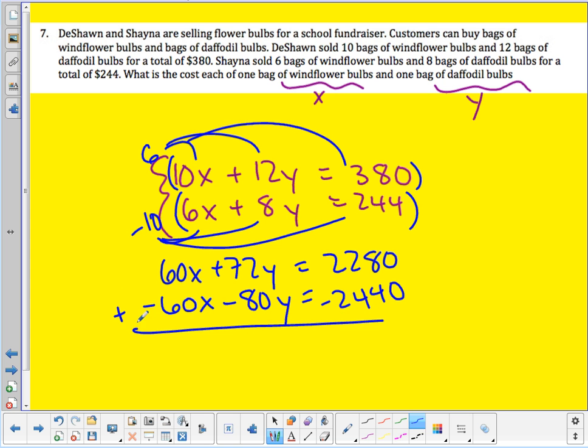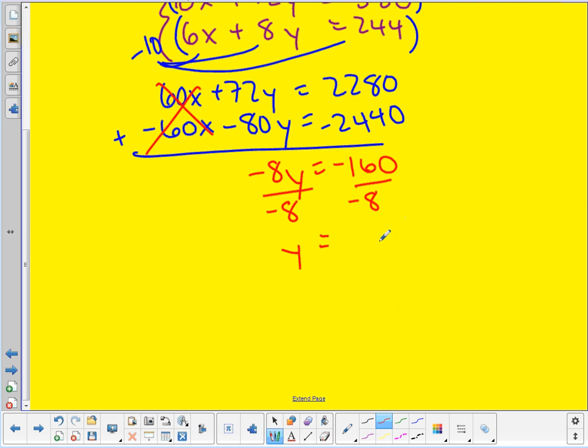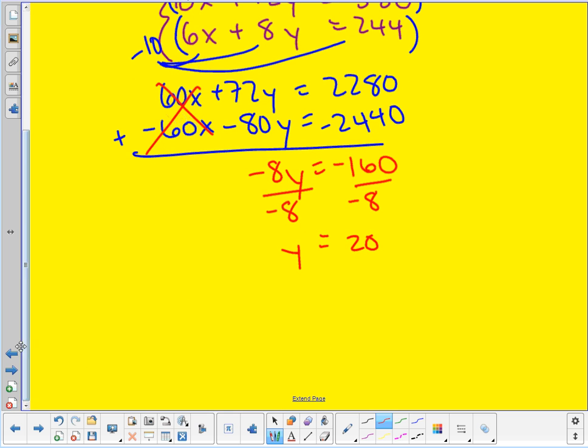Opposite coefficients, add them up. So the x terms drop out. 72 minus 80 gives me a negative 8y. And 2,280 minus 2,440 gives me a negative 160. So then I divide both sides by negative 8, and I end up with y equaling 20. So that means that each bag of daffodil bulbs is $20.